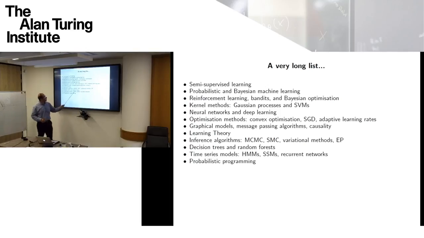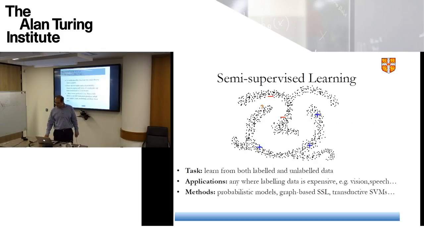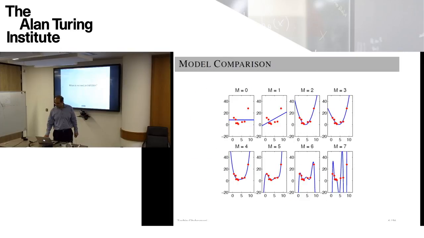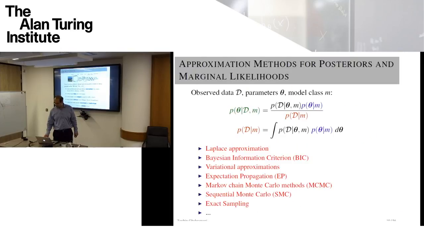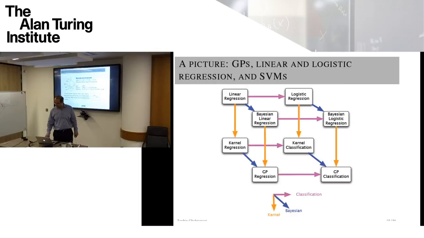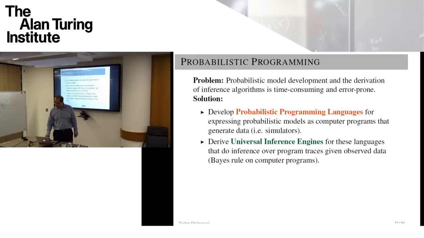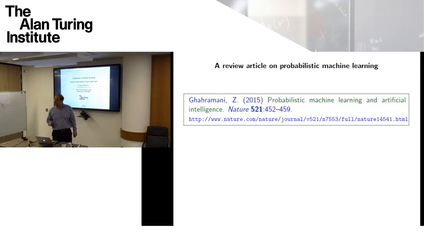We have time series models, things like hidden Markov models, state space models, recurrent networks, etc. We have probabilistic programming, one of the interesting research themes in the Alan Turing Institute. So that's a very long list of things, and I provided a bunch of slides that cover some of this material, but this is meant like an appendix to the lectures I just gave, so consider this reference material.